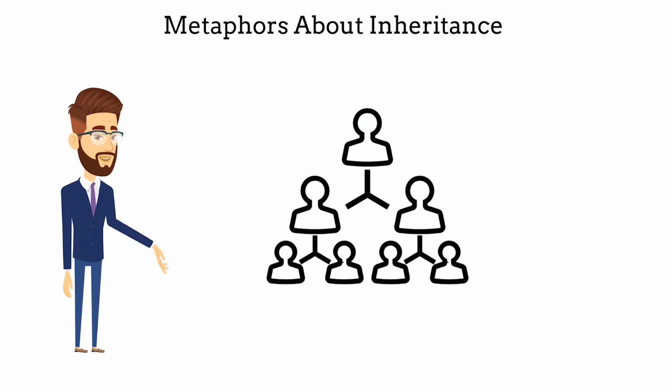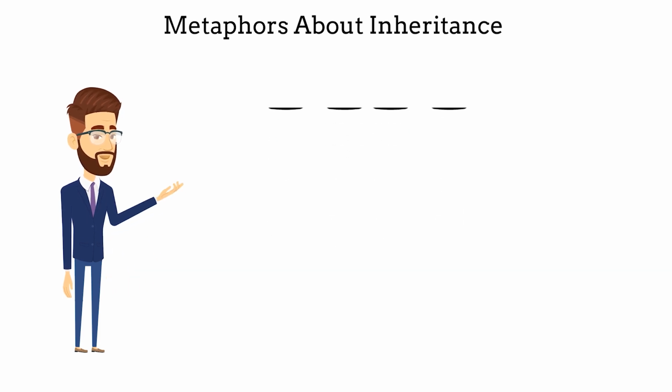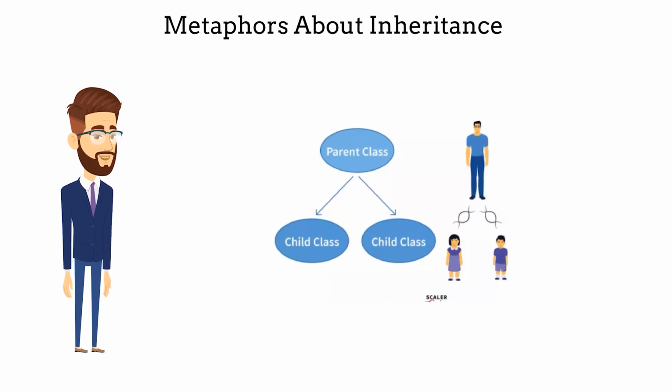Let's see some metaphors about inheritance or real-life examples. In metaphor 1 you can see properties are coming from parent to two of its children, and from children the properties are going forward towards grandchildren. In second metaphor you can see there is a father whose properties are coming towards his son and his daughter. This is how inheritance works in our code as well.